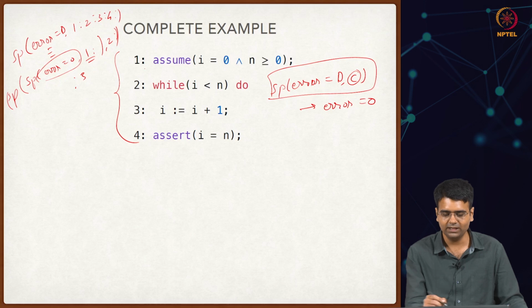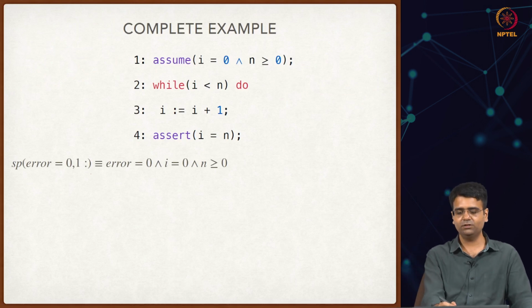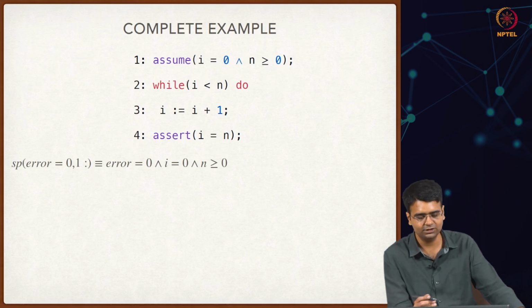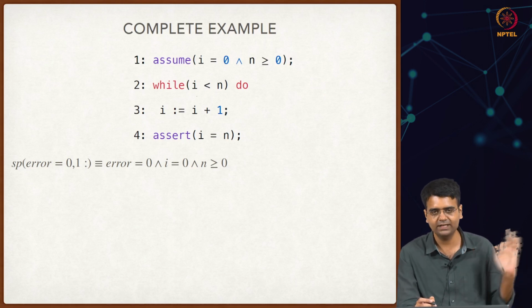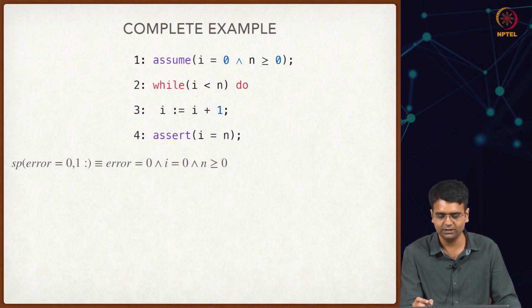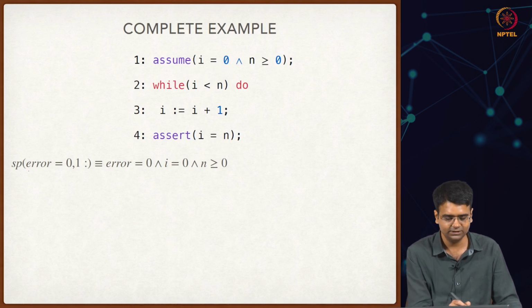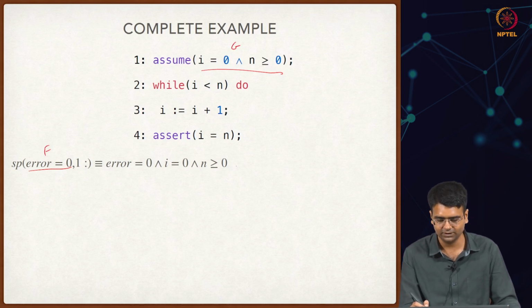So let's first propagate it through the first program statement, which is this assume statement. So SP of error equal to 0 and the first program statement, which is the assume statement. Again we will simply refer to what we have calculated earlier. What was the SP definition for an assume statement? For an assume statement it was just f and g. So this is f, the assume statement is g, so I get f and g, which is error is equal to 0 and I is equal to 0 and n is greater than or equal to 0, okay.